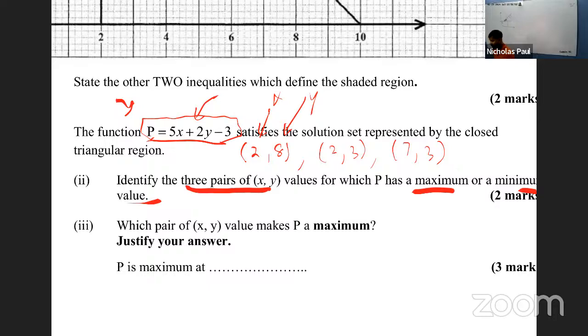So that's the end of a linear programming question. After you draw the shape, you find the vertices, you put them into the equation and see which one is max and which is min. Right? Tell me which one. Find the pair and tell me what the maximum value is. 2, 8, 2, 3, 7, 3. Let's see what the picture is.